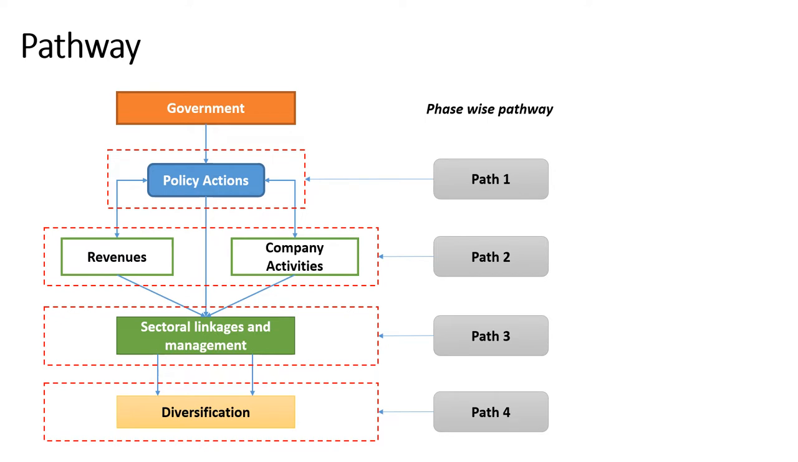The pathway diagram shows four pathways. We start from stage one. These are policy actions emanating from government objectives. You have policy actions that will then lead to the derivation of revenues that are paid by companies, and then companies' activities. What you then need is to link the sector and manage effectively for diversification. So this leads to sustainability deriving from the mining sector, which is depleting with time.